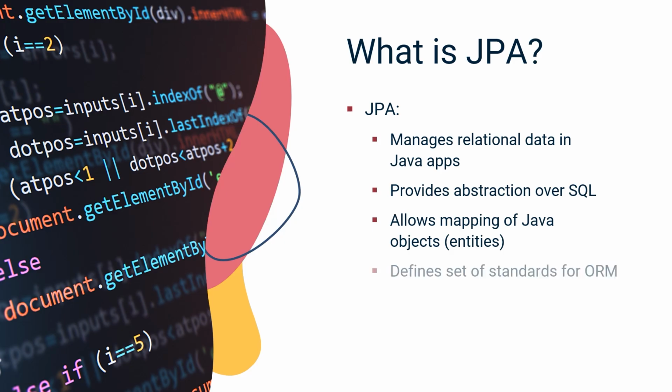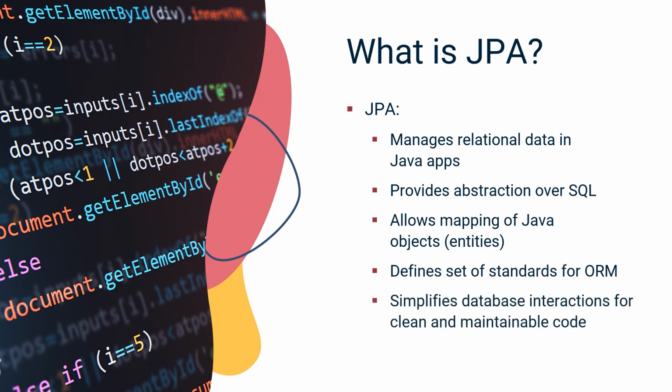At its core, JPA defines a set of standards for object relational mapping, or ORM, which is the process of converting data between incompatible systems, specifically mapping database rows to Java objects. It includes a collection of annotations and methods that simplify database interactions, making your code cleaner, more maintainable, and easier to understand.